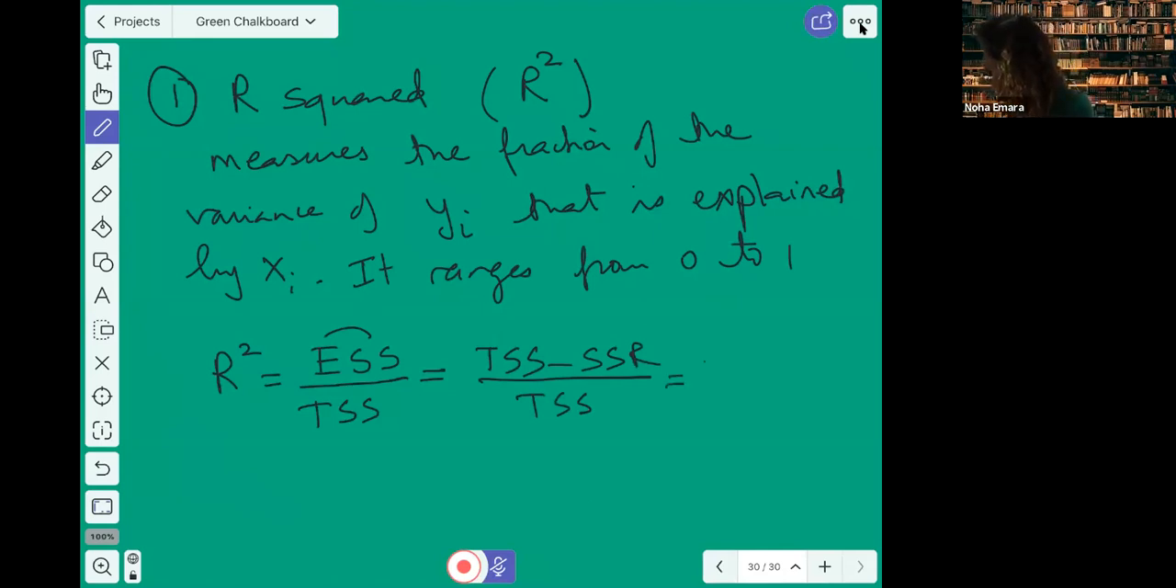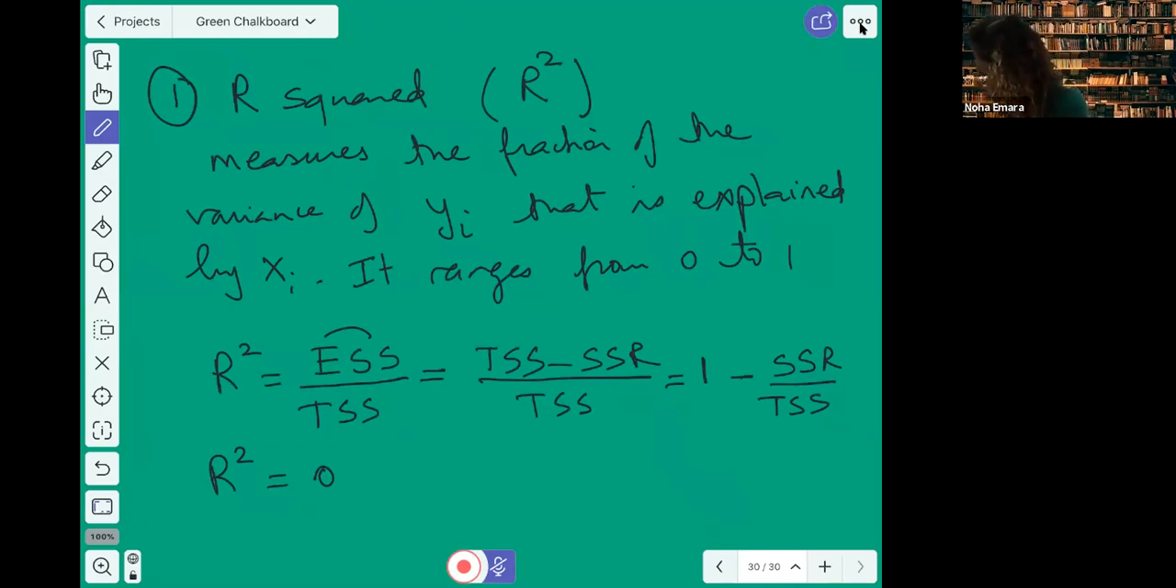And then it is commonly written this way as 1 minus SSR over TSS, okay? And of course, if I get the extreme values of the R squared, this is the worst case ever, right? When I get explanation of zero, my model does not explain anything. The model that I came up with does not explain anything.